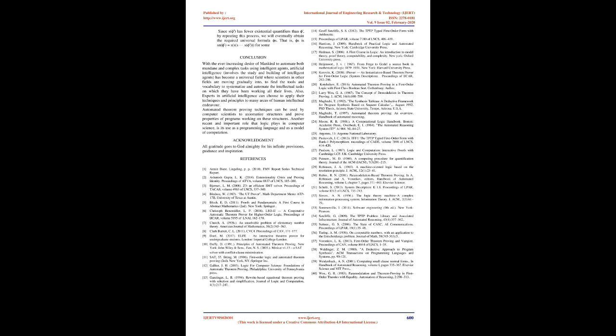Conclusion. With the ever-increasing desire of mankind to automate both mundane and complex tasks using intelligent agents, artificial intelligence, which involves the study and building of intelligent agents, has become a universal field where scientists in other fields are moving gradually into, to find the tools and vocabulary to systematize and automate the intellectual tasks on which they have been working all their lives. Also, experts in artificial intelligence can choose to apply their techniques and principles to many areas of human intellectual endeavor. Automated theorem proving techniques can be used by computer scientists to axiomatize structures and prove properties of programs working on these structures.